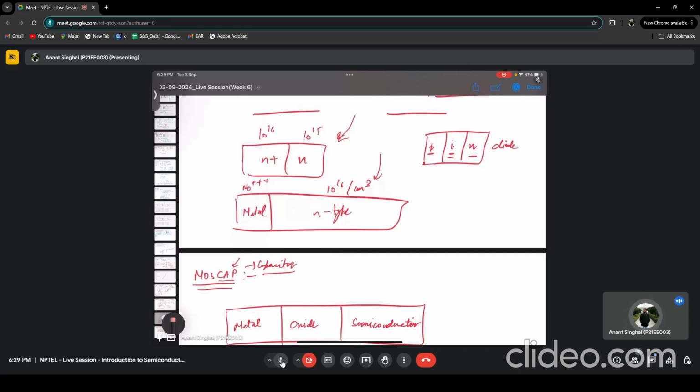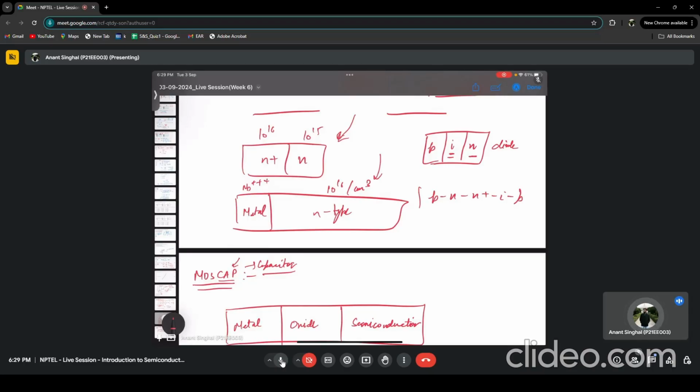yes, we can make the junctions for sure. In fact, we have PIN, we have PNN plus, IP. We can make any junctions. It's just all about the band diagram. If you are able to make the band diagrams, you can realize how the junction is getting made, how the barrier is coming in between the P and I junction. In fact, that is a very good question.